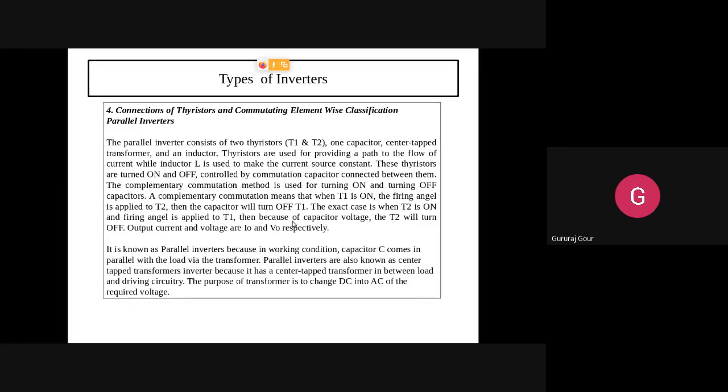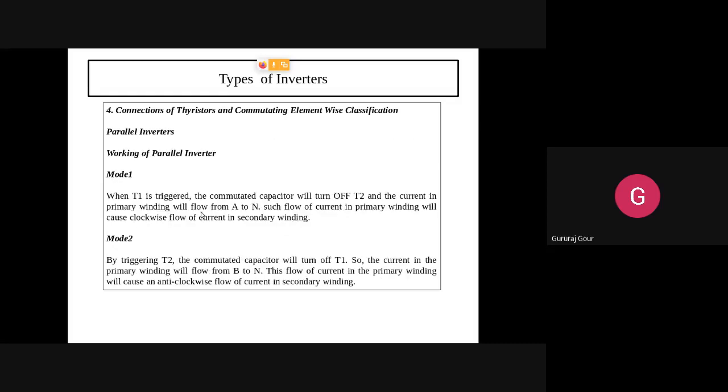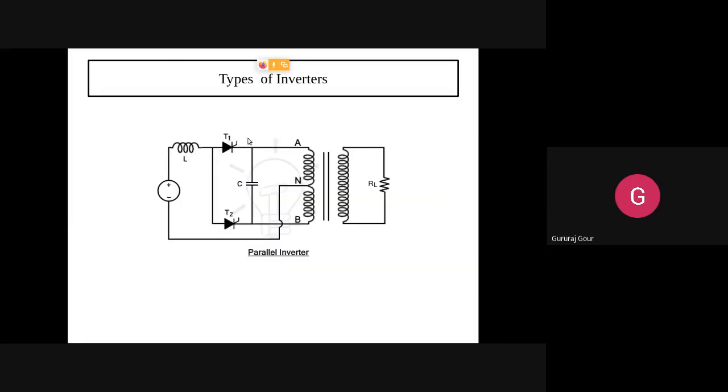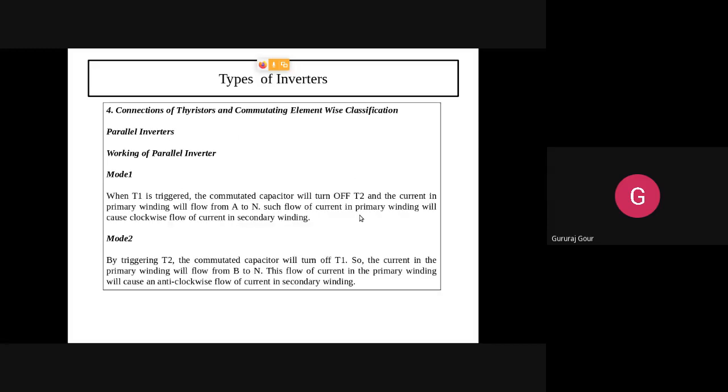Next, the parallel inverter, where you can see the parallel inverter circuitry. The load, L and C, is connected in parallel with the input. Here two thyristors, T1 and T2, are connected in a center tapped full wave bridge circuit. On the primary side, it has been shown here.